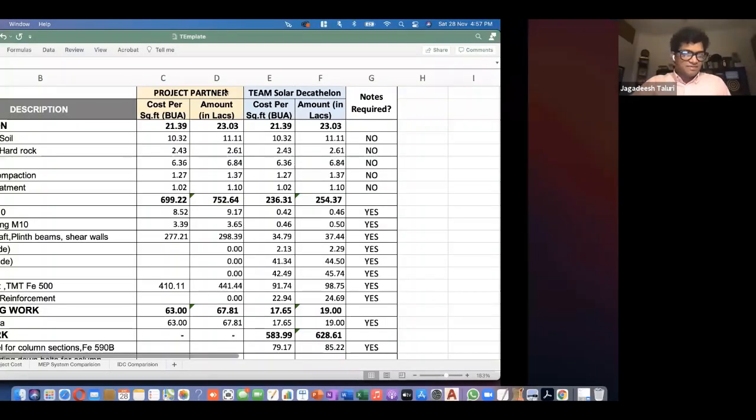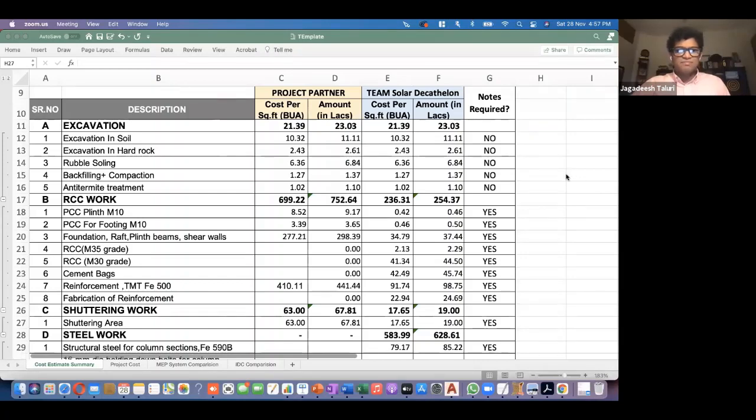There's no costing simulation software. Basically, you use Excel fundamentally. Should I share my screen and show the Excel sheet? Yeah, absolutely. You don't need to rely on any software to do the simulations.